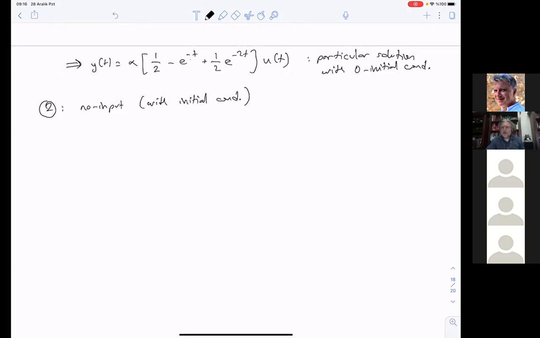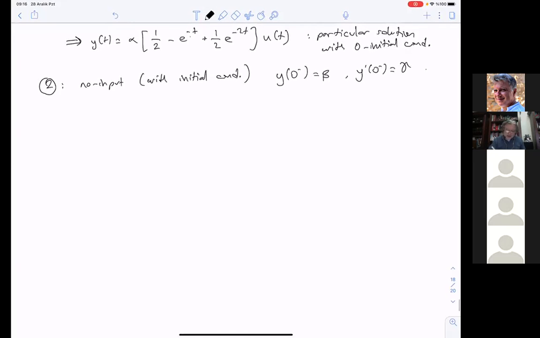So the output at 0 must be something. Let's give a value of beta. We have been using alpha before, so now let's use beta. And the derivative initial condition is gamma. Okay, these 3 Greek letters: alpha is used for the input, beta and gamma are used as the initial conditions.